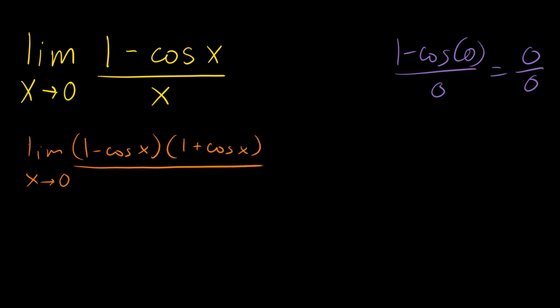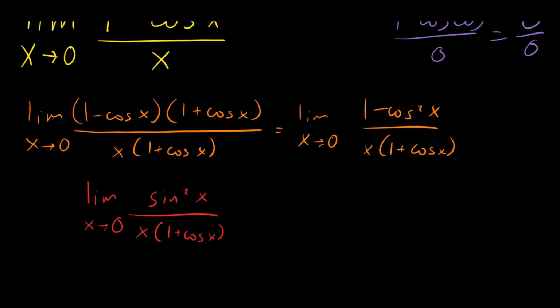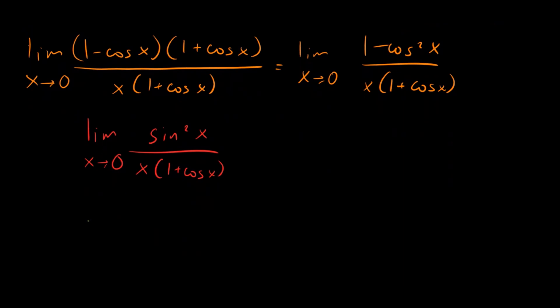And of course we can't change the value of the fraction, so we have to multiply by the same thing on the bottom. So now this just becomes the limit as x approaches 0 of 1 minus cosine squared of x divided by x times 1 plus cosine of x. Now we can use our Pythagorean identity for the numerator and see that that is just sine squared of x. So that becomes the limit as x approaches 0 of sine squared of x divided by x times 1 plus cosine of x.